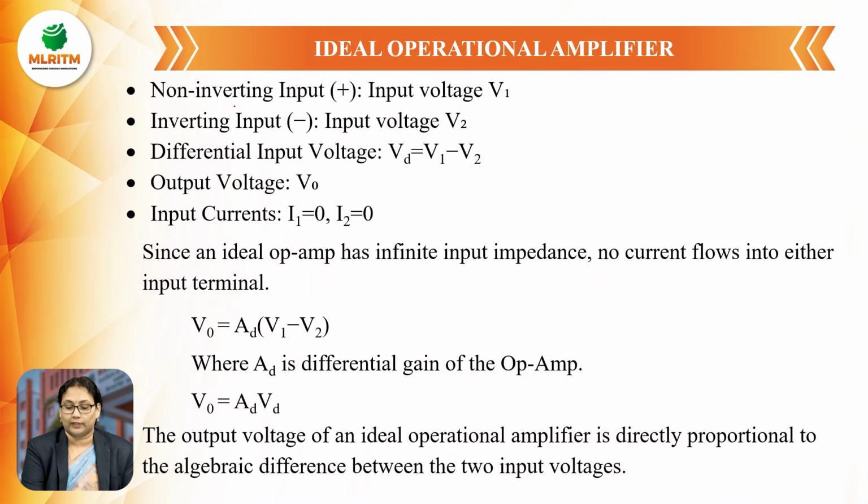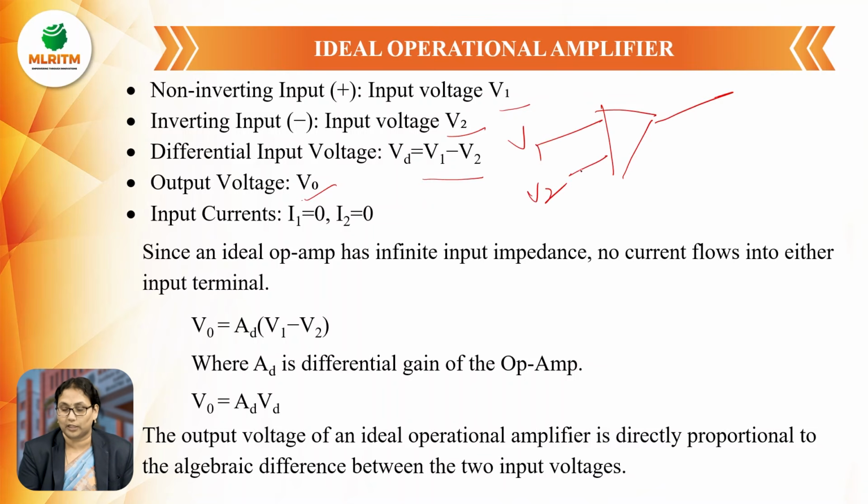Coming to the non-inverting terminal, let us consider the input voltage as V1 and for the inverting input terminal, the input voltage is V2. The differential voltage will be VD is equal to V1 minus V2. Differential voltage means the difference of the two input signals, and the output voltage is given by V0 and the currents are given by I0, I1 and I2. Actually, for an operational amplifier, V1 and V2 are the input voltages. There are some currents which are entering into the operational amplifier, like IB1 and IB2. These are called base currents. So these base currents are zero for an operational amplifier.